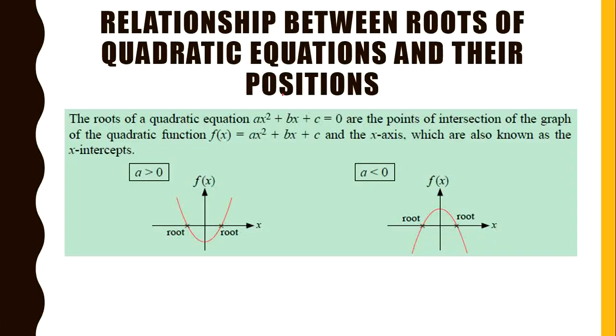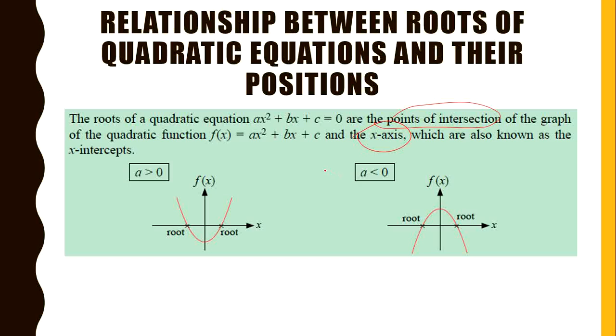Next, relationship between roots of quadratic equations and their positions. Okay, kita baca dulu. The roots of a quadratic equation ax squared plus bx plus c equals to 0 are the points of intersection of the graph of the quadratic function fx equals to ax squared plus bx plus c and the x-axis, which are also known as x-intercept. Okay, dia kata nilai-nilai root dia tu, bila kita tengok dalam graf, okay, kalau tadi kita kira sahaja, kita nampak dalam in term of number only.